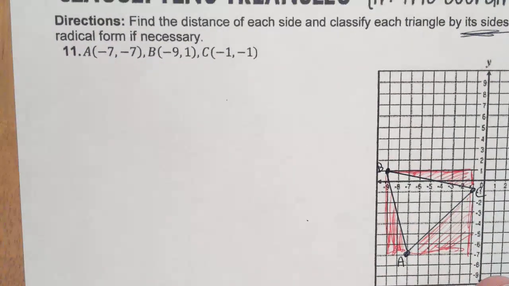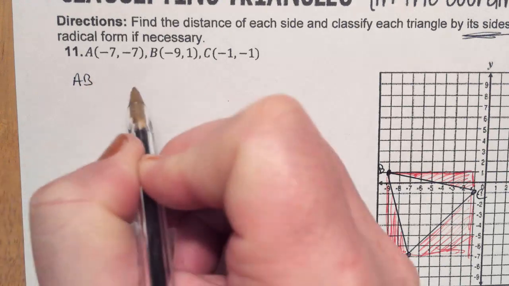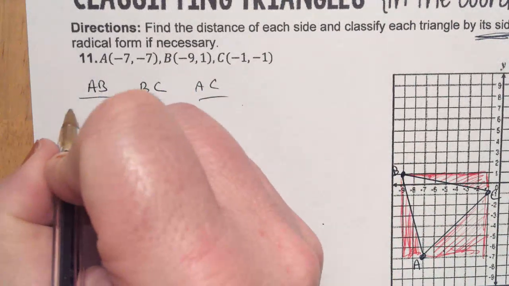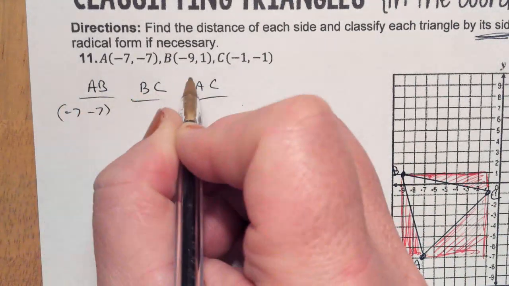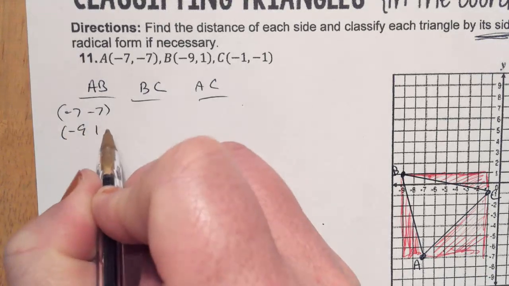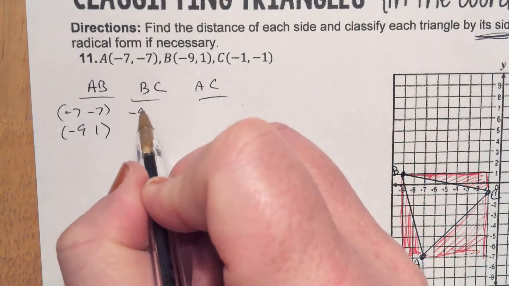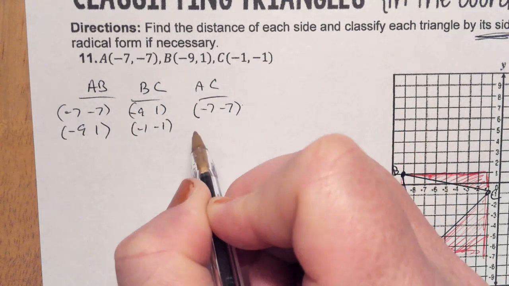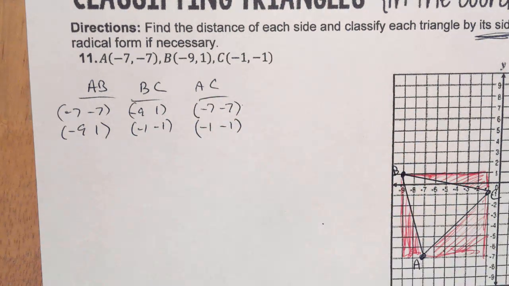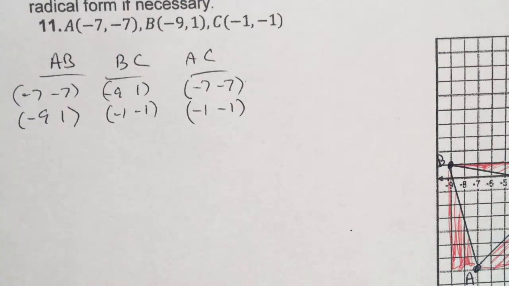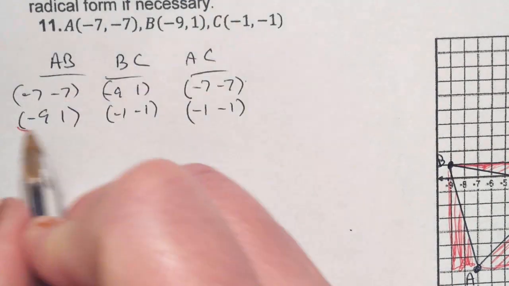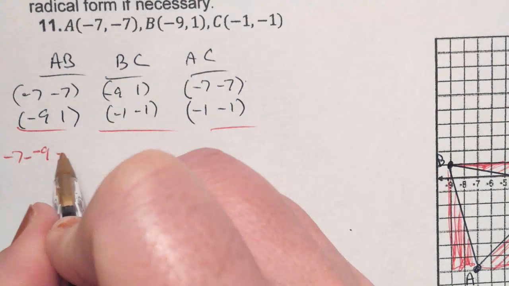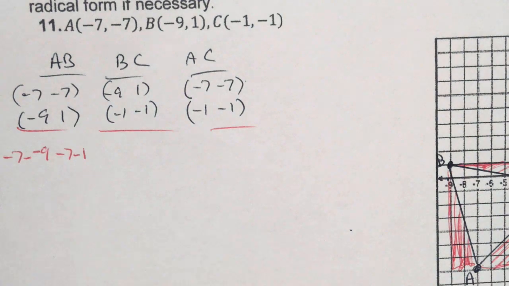Okay, so if I go A to B, B to C, and A to C. All right, A is -7, -7. B is -9, 1. C is -1, -1. And A is -7, -7. All right, so distance, what we would do is we would subtract the numbers. Remember that? We subtract the numbers. So we're doing -7 minus a -9 and -7 minus 1.